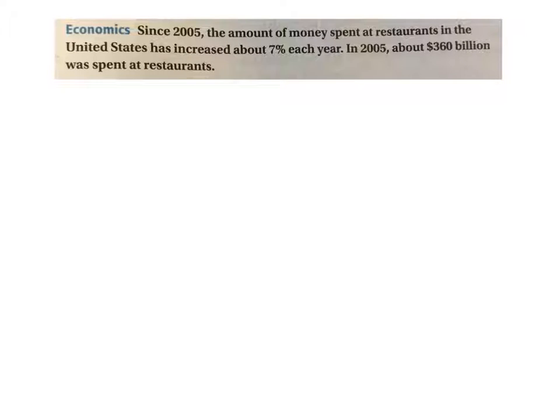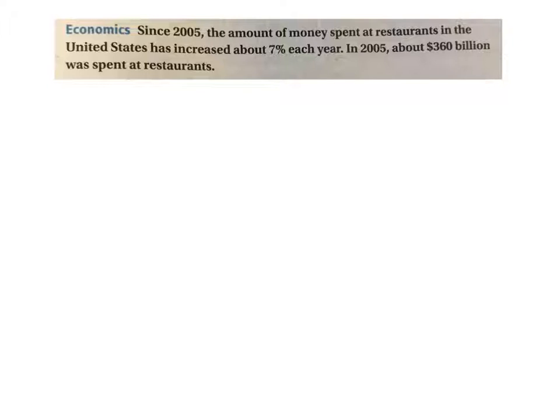Exponential growth and decay is about taking exponential functions like we've been talking about and applying them to real-world problems. So here we have an economics problem. Since 2005, the amount of money spent at restaurants in the United States has increased about 7% each year. In 2005, about $360 billion was spent at restaurants.